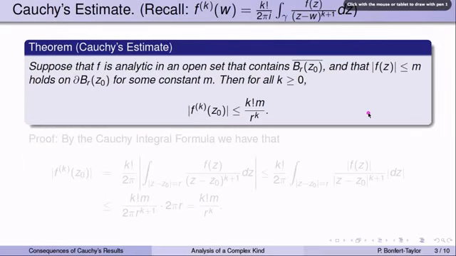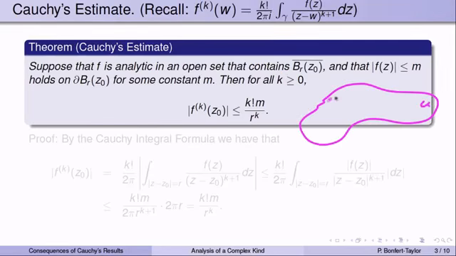The first application of the Cauchy integral formula is Cauchy's estimate, and this in turn will be very helpful in proving further results. So suppose f is analytic in an open set, and that open set contains a ball of radius r, including its boundary. So here's this open set, we can call it U if you want to, and there's this ball of radius r that fits into U, including its boundary. So the boundary of the ball doesn't touch the boundary of U. So here's this point z0, and the ball has radius r.